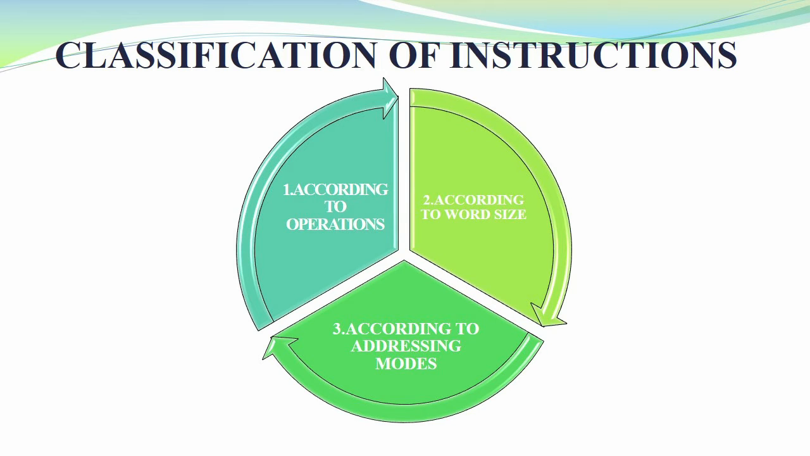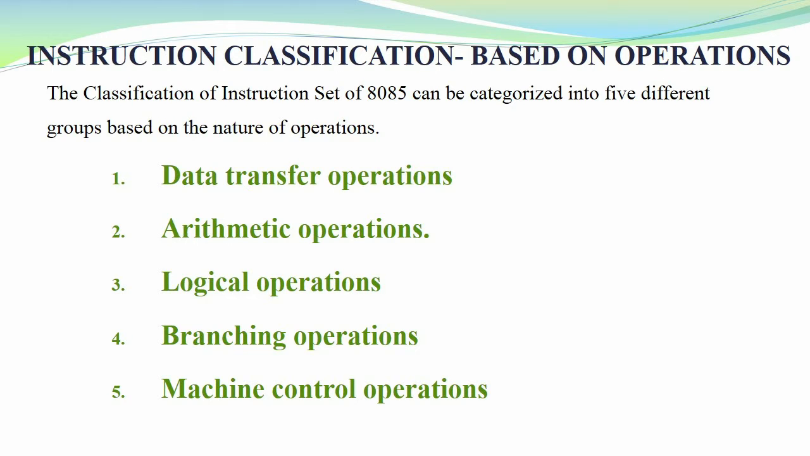Classification of instruction. An instruction is a binary pattern designed inside a microprocessor to perform a particular task. Group of instructions is called instruction set. The instructions are classified in three ways. First one according to operation, second according to word size, third according to addressing modes. Instruction classification based on operation.